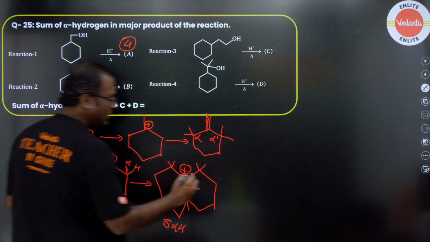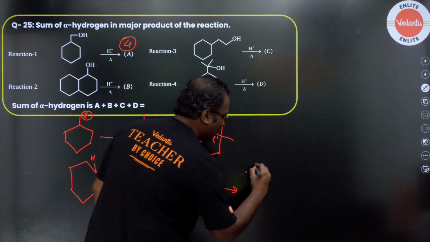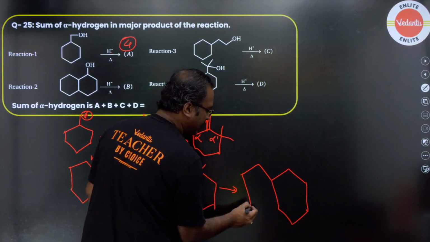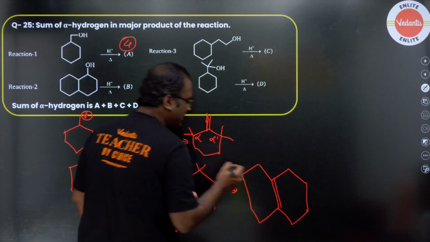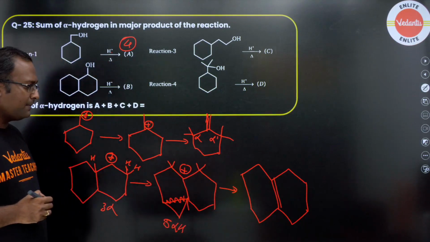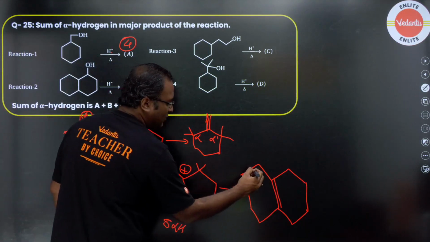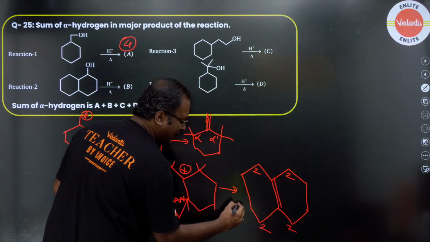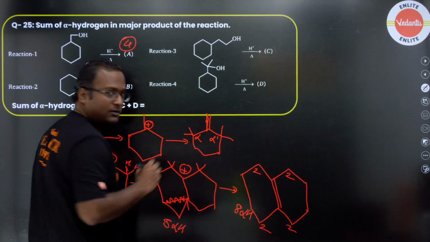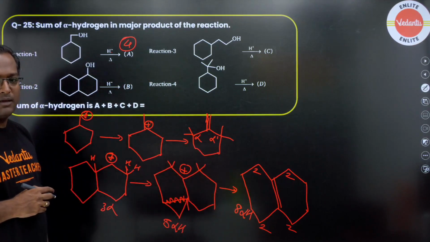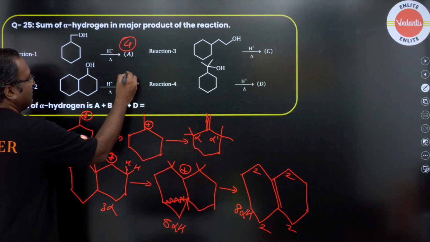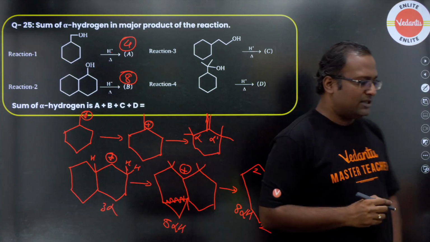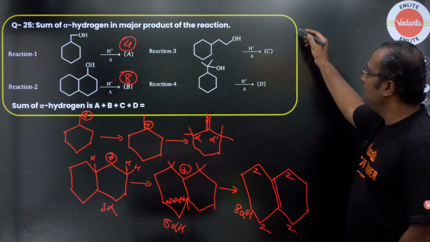Heat is given, so therefore elimination will also take place. What will be the product after elimination? The Z alkene is obtained as a product after elimination. So we get a pi bond in the center. 2 alpha hydrogens here, 2 alpha hydrogens here, 2 here, 2 here. Therefore we have 8 alpha hydrogens in this compound. Okay, 8 alpha hydrogens in the product of B. Now let's talk about the next one, that is your C.